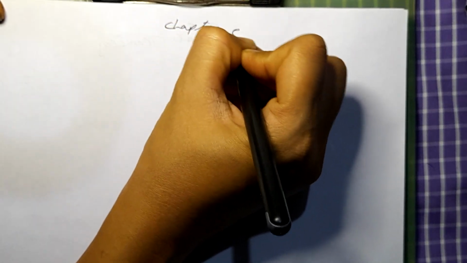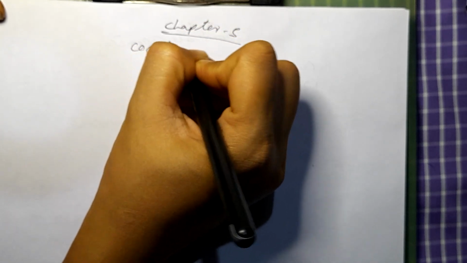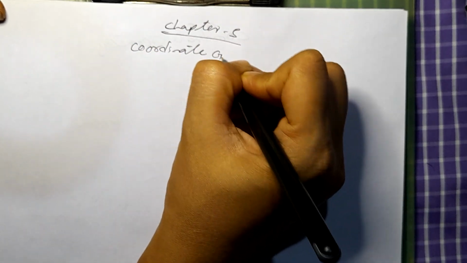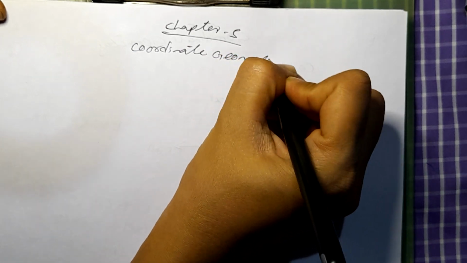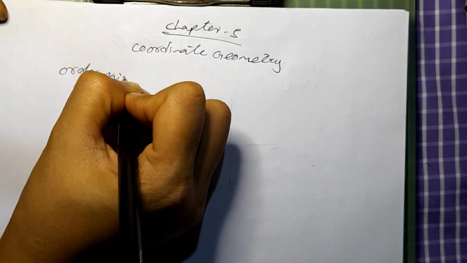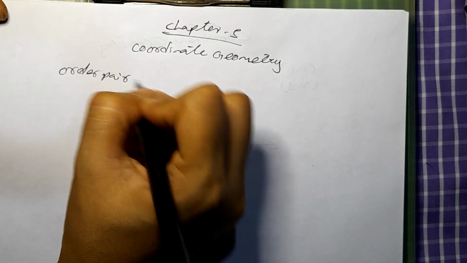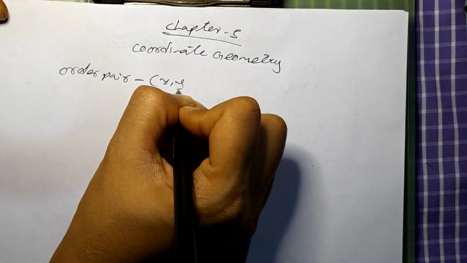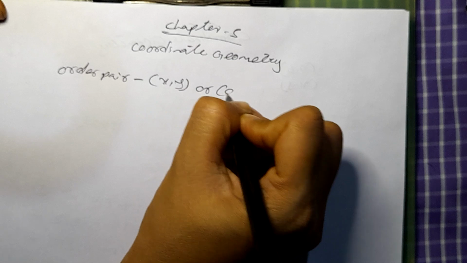Chapter 5, Class 9, R.S. Aggarwal, coordinate geometry. So first is ordered pair. Ordered pair, that we write x comma y, or we can write a comma b.